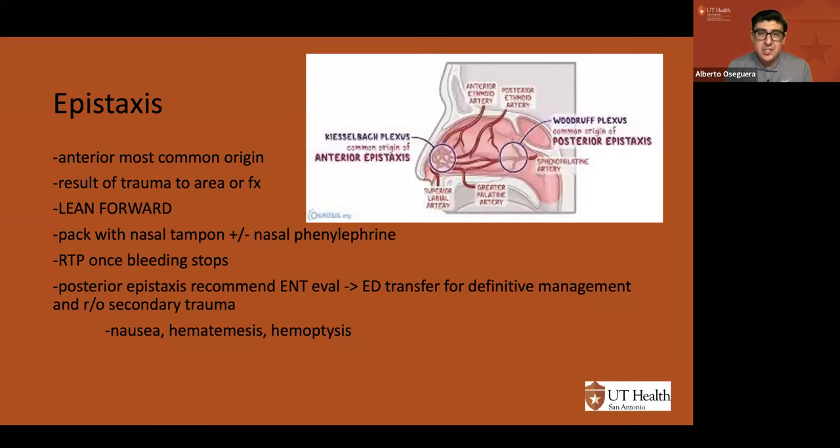And again, it'll be a more traumatic type of event, but most of the time it'll be these anterior nosebleeds that usually just get controlled with packing. And Rhino Rocket is the brand name of some of these things that most athletic trainers have in their pack.